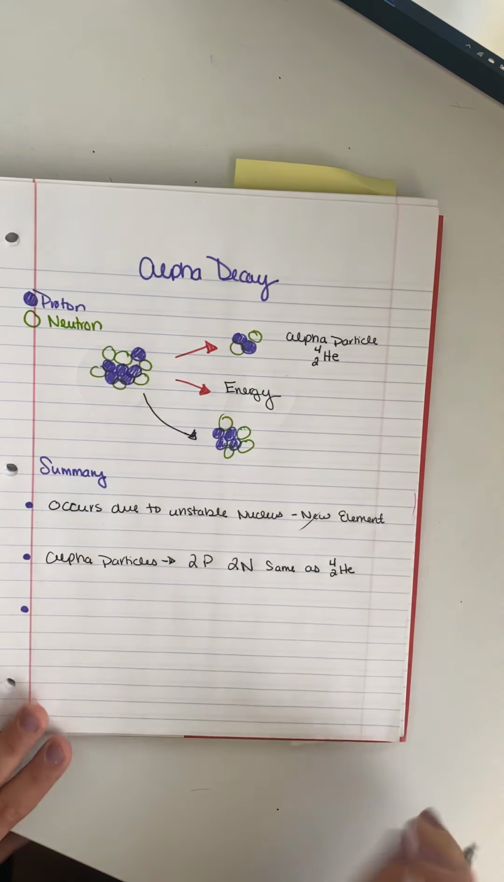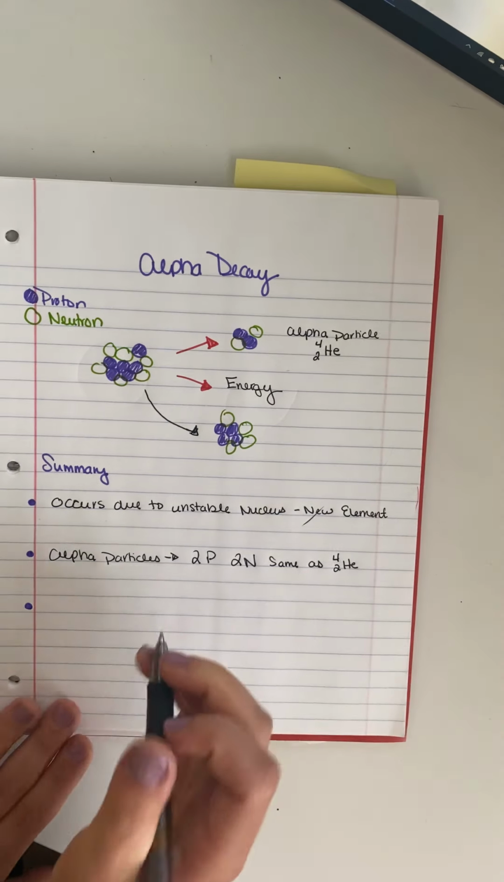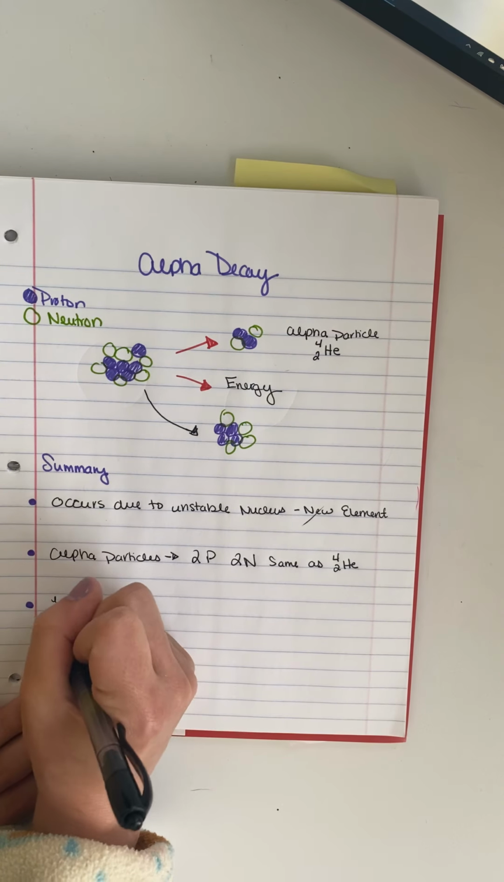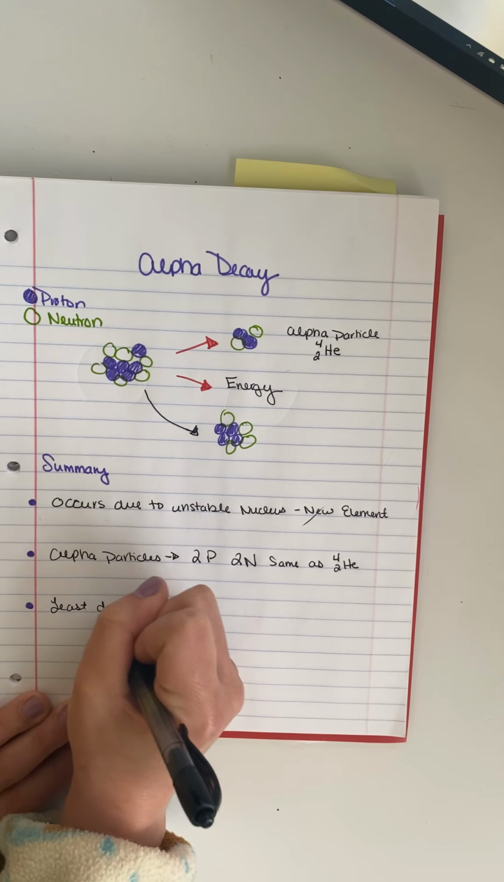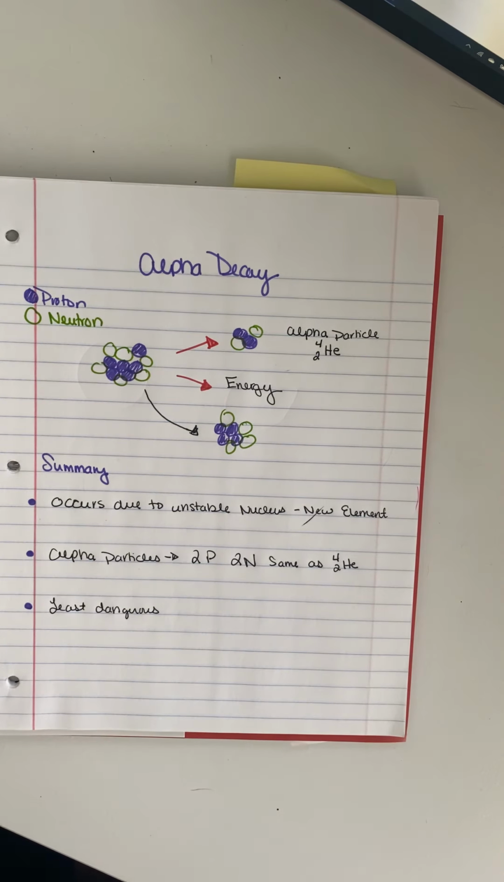And I'm going to write that like that again. And let's just take a quick note that this is the least dangerous of the 3 decays we're going to talk about. So alpha decay, I have too many protons. This is what I'm going to undergo.